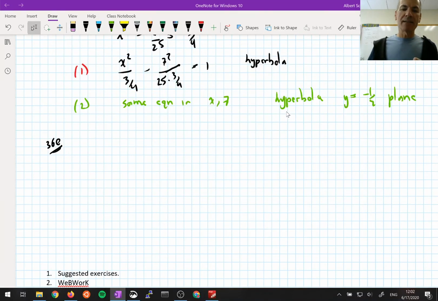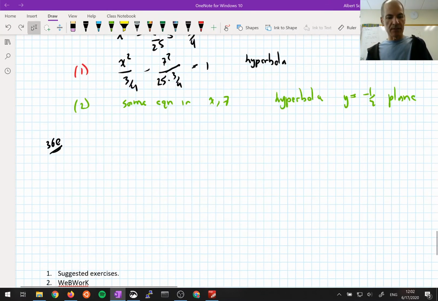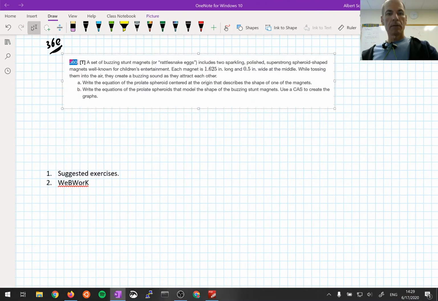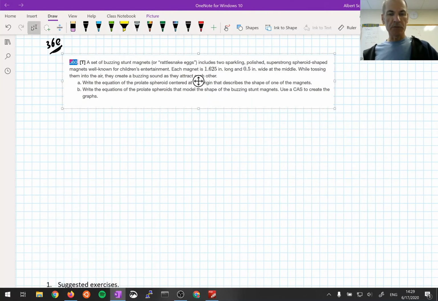So because they're magnets, they're attracted to each other. That's essentially what you're being asked to model, that surface. Oops, I thought I'd grabbed that. Let me go back. And so the idea here is to write an equation that describes the surfaces that model these oval-shaped rattlesnake eggs. We first identify them as being ellipsoids.